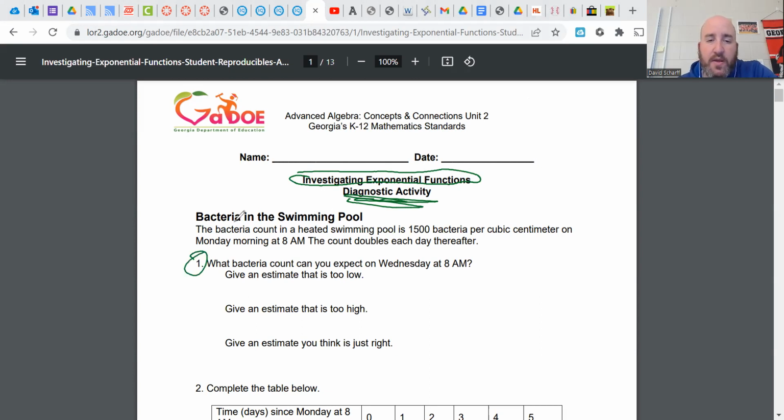The bacteria count in a heated swimming pool is 1,500 bacteria per cubic centimeter on Monday morning at 8 a.m. The count doubles each day thereafter. What bacteria count can you expect on Wednesday at 8 a.m.? Give an estimate that's too low, one that's too high, and one that's just right. So you can write number 1. Again, you don't have to write all of this. You can just simply put an estimate that would be too low, one that would be too high, and one you think is just right.